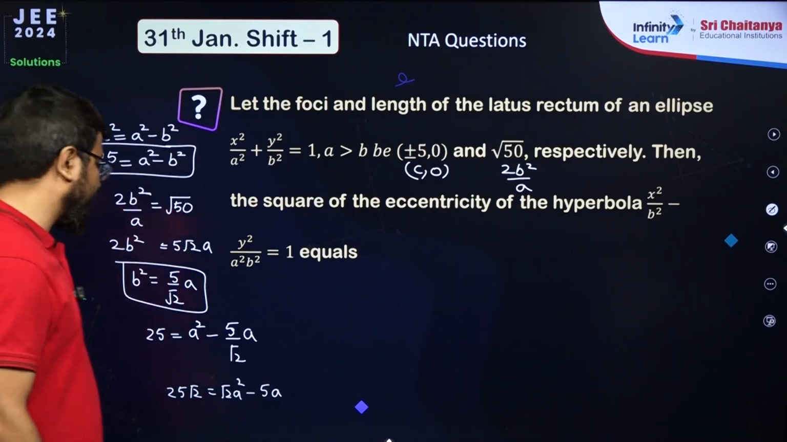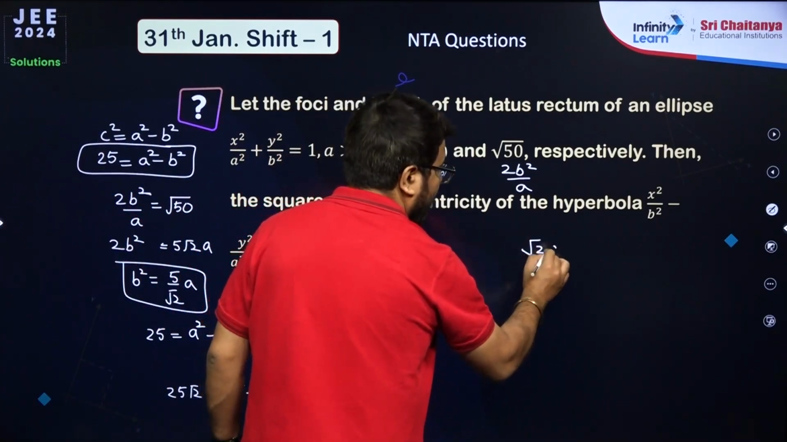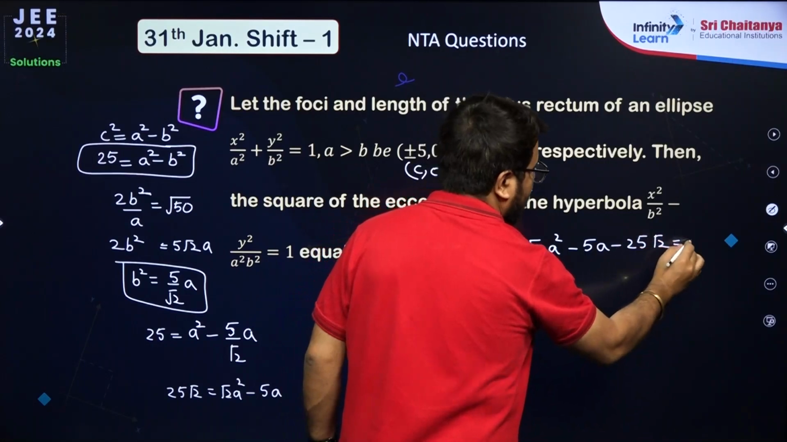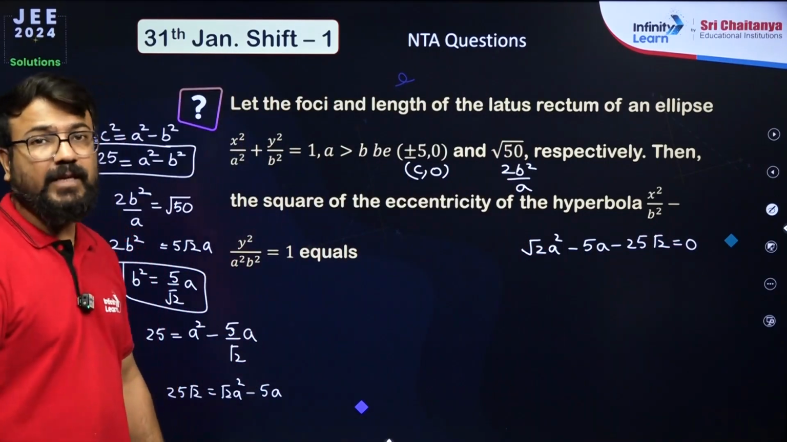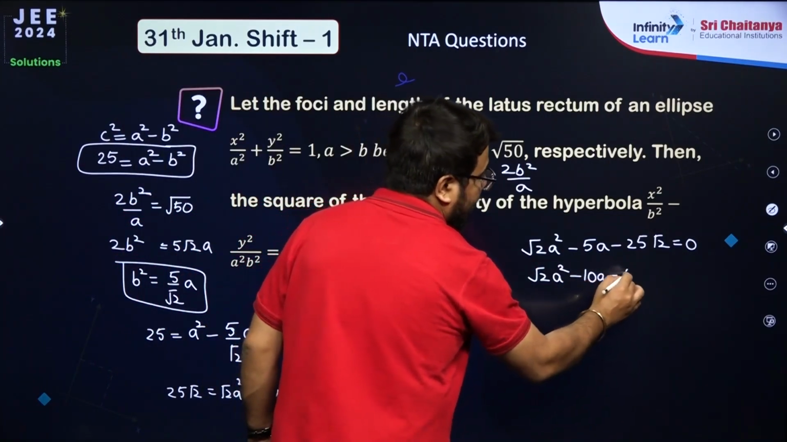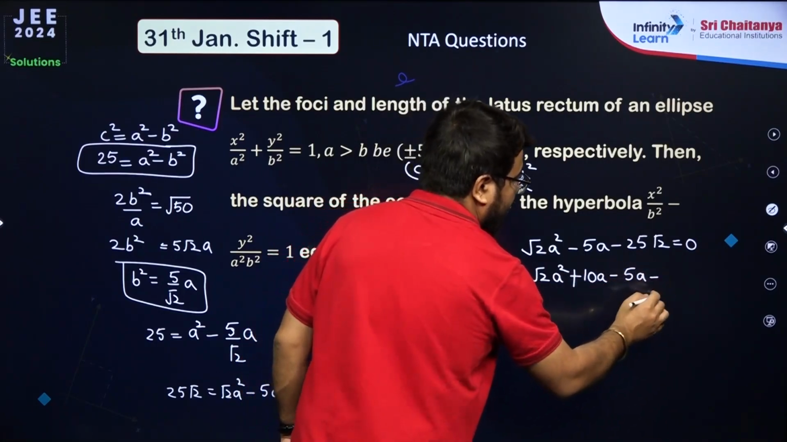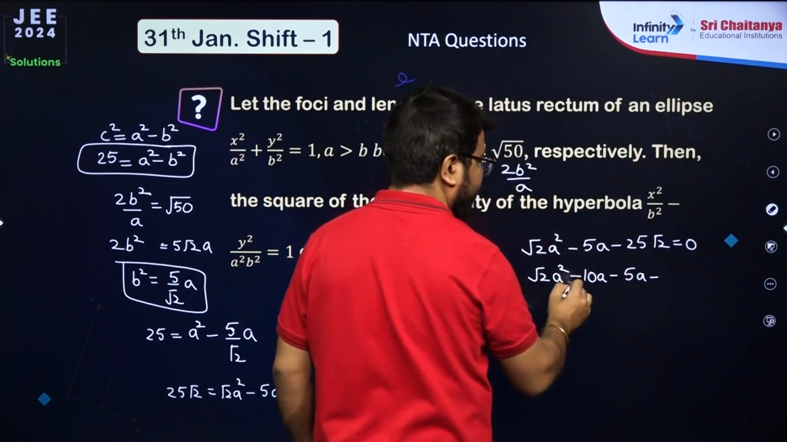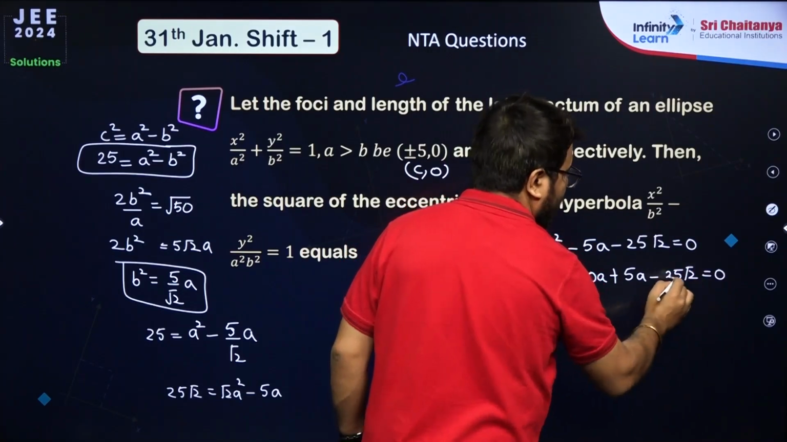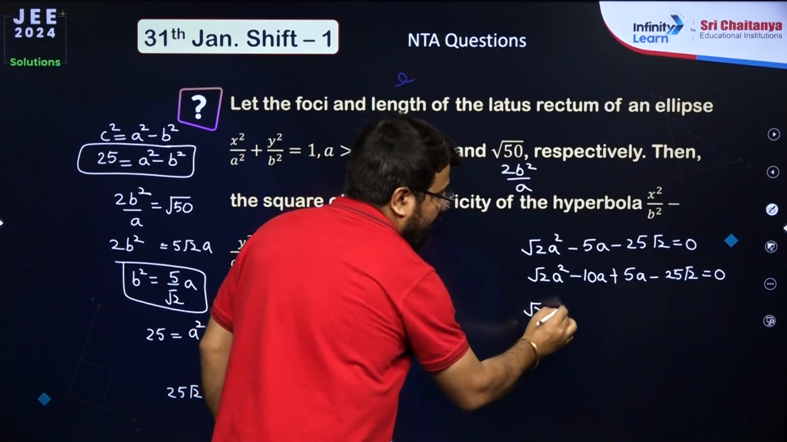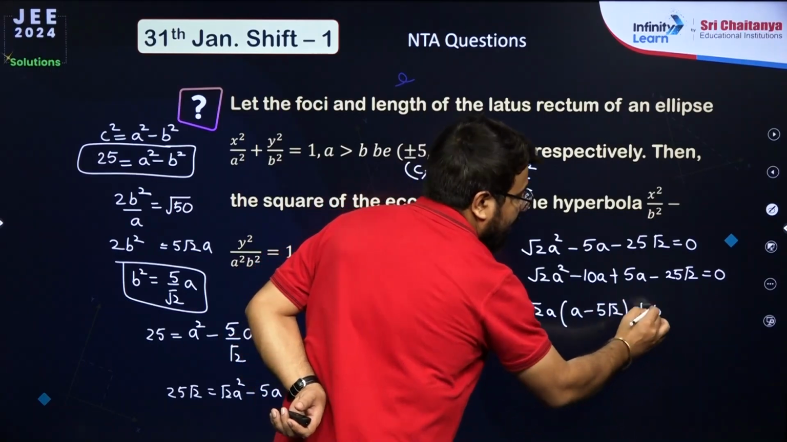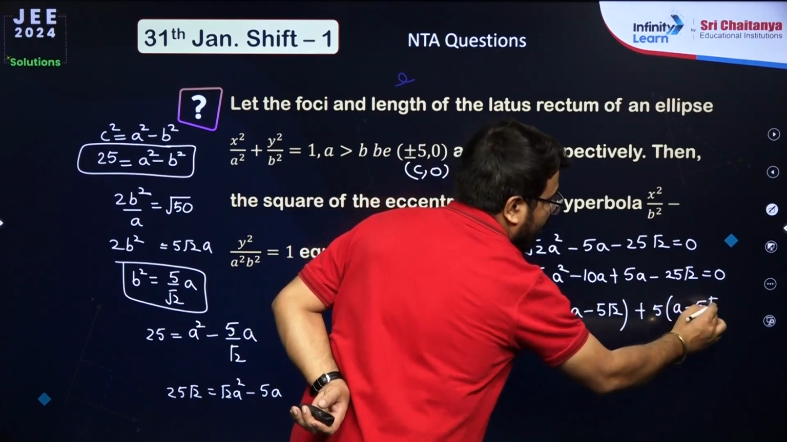A quadratic has been obtained. We will be finding the roots of this quadratic. Root 2 a square minus 5a minus 25 root 2 is equals to 0. So this becomes 50. 50 can be brought 10 into 5. So let us write 10 into 5. And sorry, minus 10a plus 5a should be written. So here I will be taking root 2 a. Then a minus 5 root 2. I will be taking this 5 common. Then a minus 5 root 2.